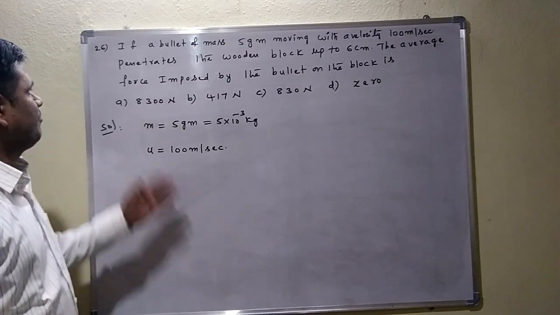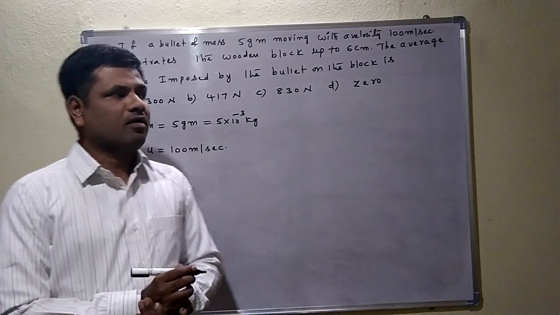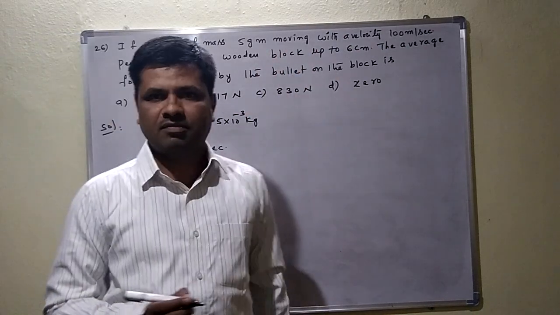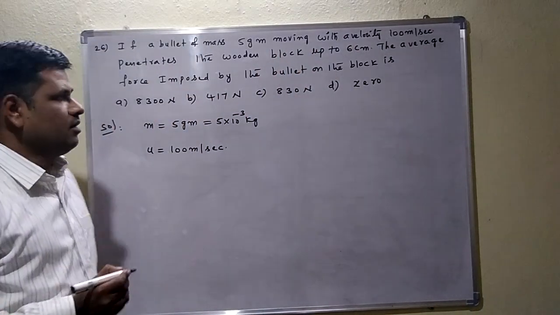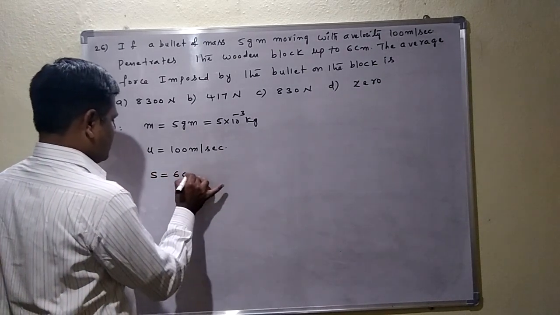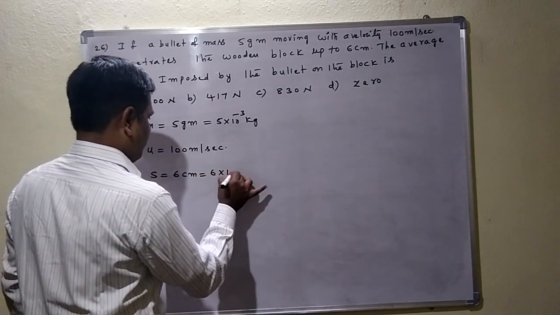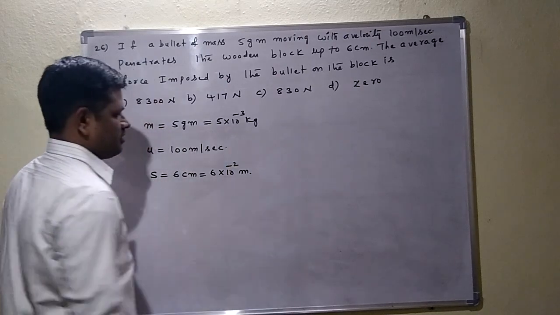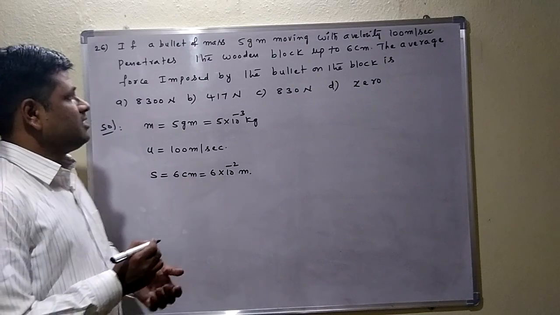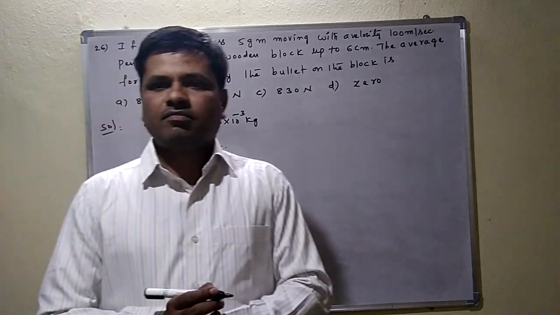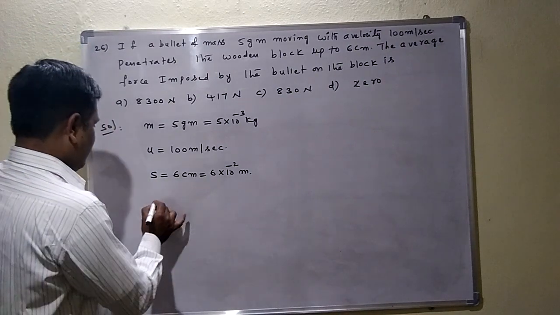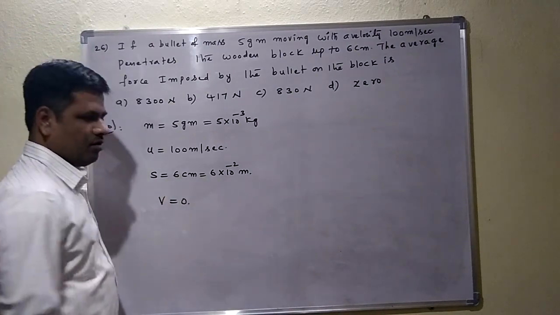Initial velocity is given. It penetrates a wooden block up to how many centimeters here? 6 centimeters. Means in the wooden block it travels a distance of 6 centimeter, means 6 into 10 power of minus 2 meters. But the bullet is stopped in the wooden block, means its final velocity goes to be 0.